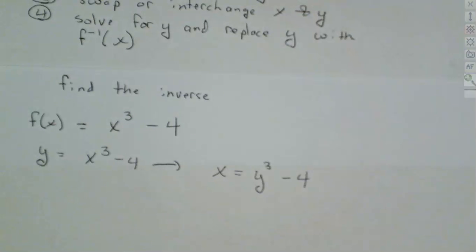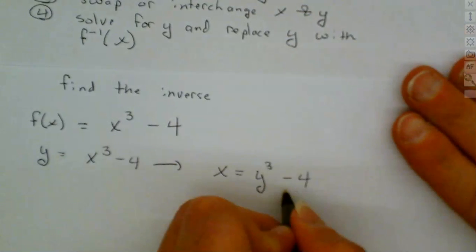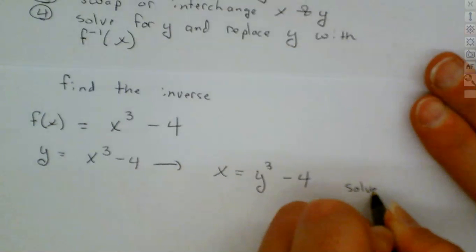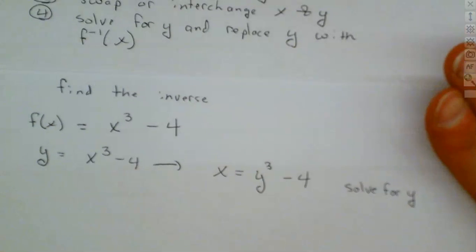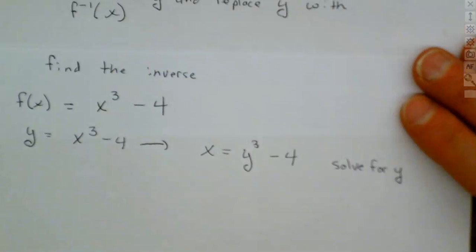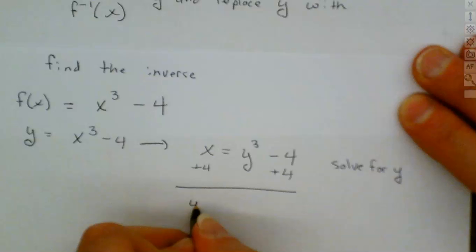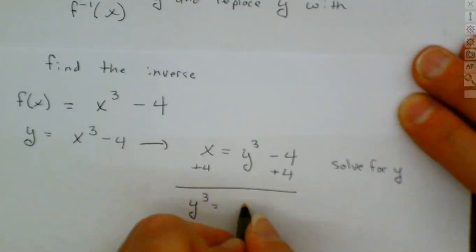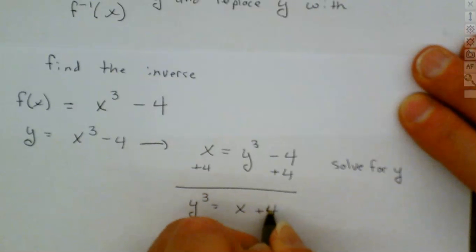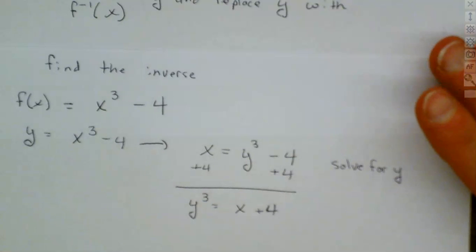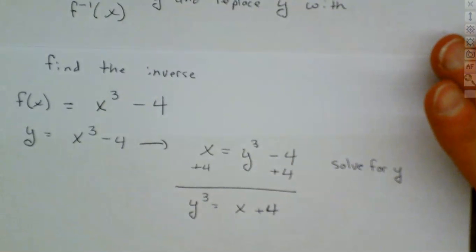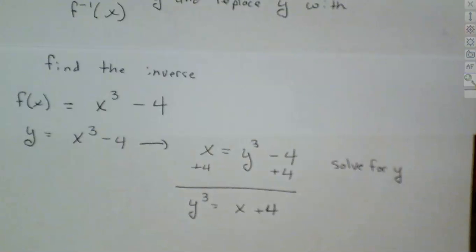Now we solve it for y. So we're going to go ahead and solve this for y. So I'm going to add my 4. And how do we get rid of a cube? Does anyone remember how we get rid of a cube? Not square root, because it's a cube. You were on the right track, though. Square root gets rid of a square, right? So what gets rid of a cube? Cube root.